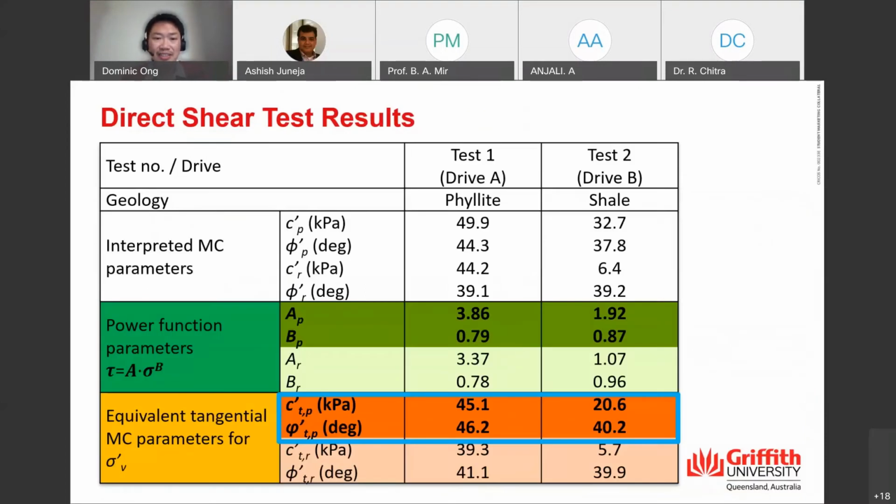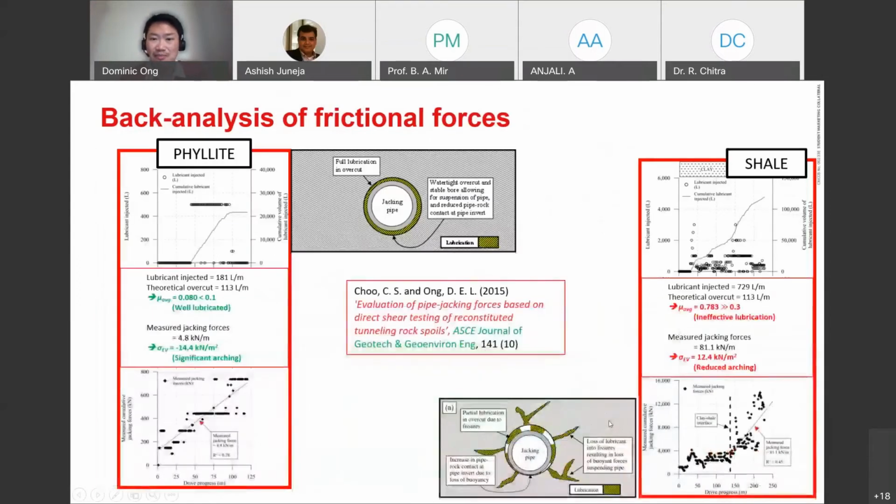So these are some of the parameters for test 1 and test 2. We have done some back analysis, which you can find in our paper in the Journal of Geotechnical and Geoenvironmental Engineering, published about 5 years ago. We talk about the lubrication that was injected into the ground. We look at the jacking forces, and then back analyze the coefficient of friction. If the coefficient of friction is less than 0.1, it shows that the whole pipeline is well lubricated, as you can see in the figure at the top middle of the slide.